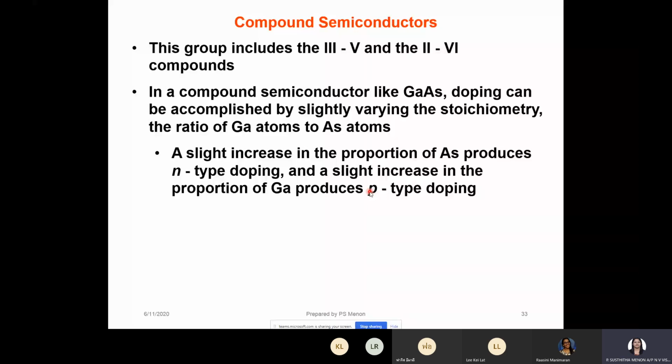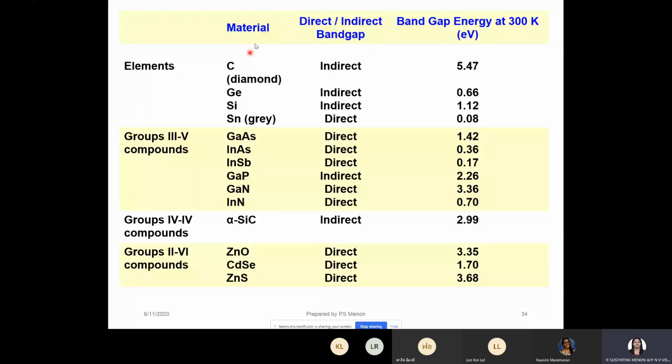So this gives a list of materials, all right, from 3,5 compounds, 4,4 compounds, and 2,6 compounds. Some of them are indirect and some of them are direct, and this is the band gap energy for these materials. So you can see here silicon carbide is indirect. Silicon is also an indirect band gap material, and the commonly used are normally 3,5 and also 2,6 materials, right, as lasers.